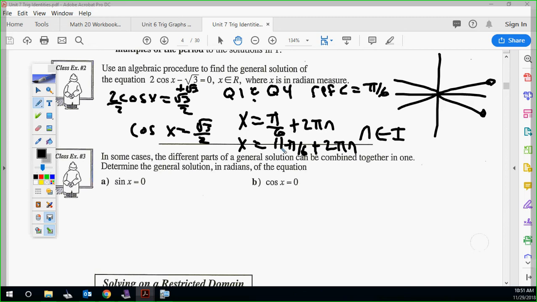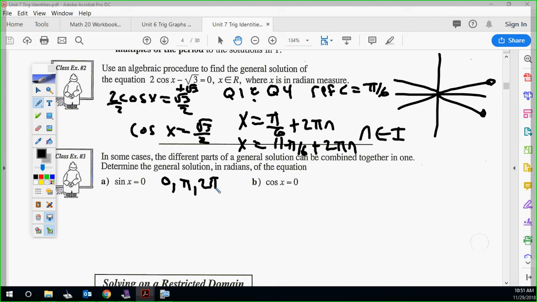Okay, in some cases, the different parts of a general solution can be combined together into one. Determine the general solution in radians of the equation. So where is sine 0? Thinking about your unit circle, sine is 0 at 0, pi, and 2 pi. Start, halfway, finish. Those are spots where sine is 0.